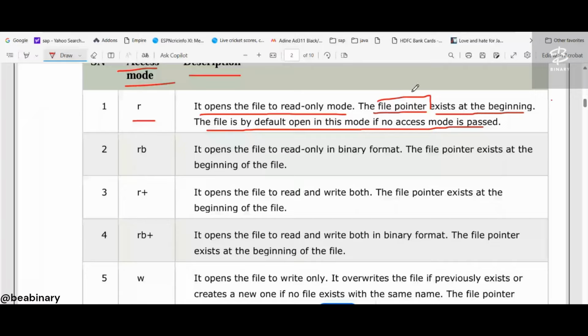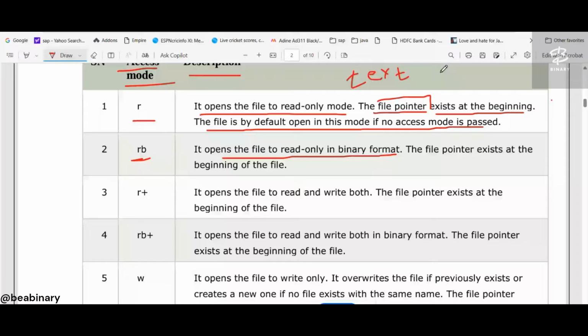And now there is another mode called RB. It opens the file to read only in a binary format. I already told you there are two versions in which we can open a file. One is the text mode. Generally, text mode is in the English language, in which we can read or write some content directly in our communication language, like English. But RB stands for binary mode.